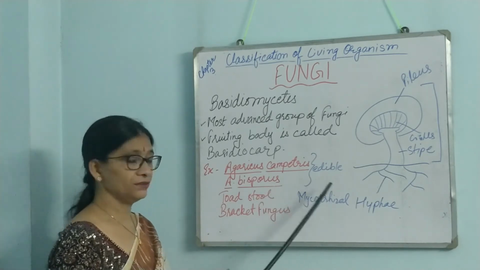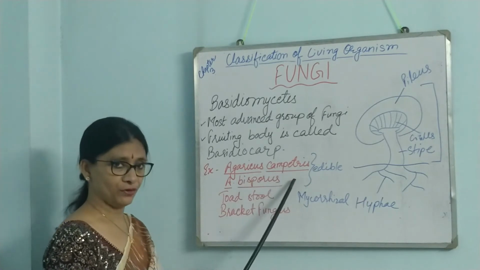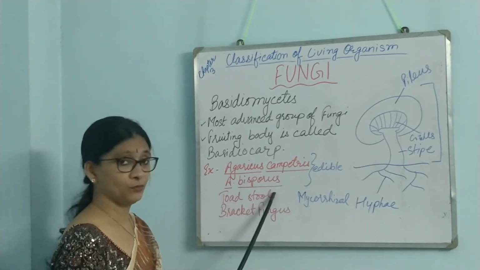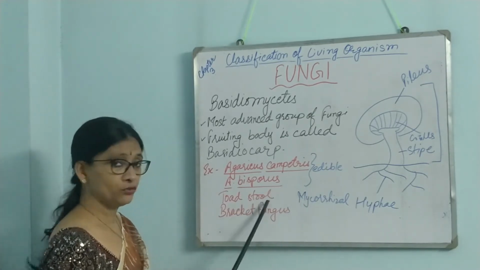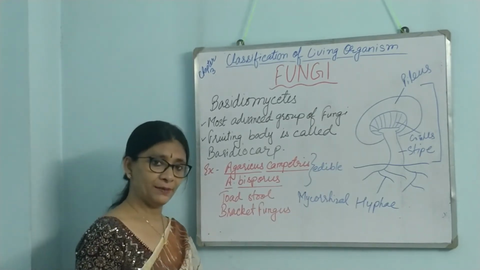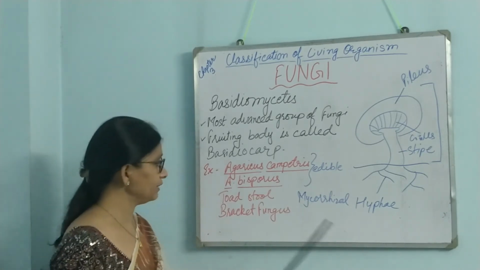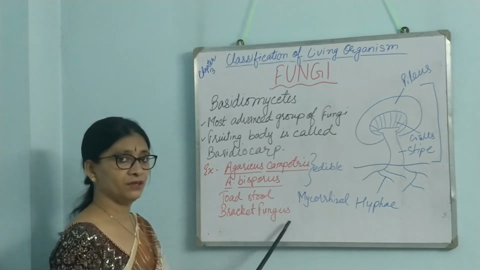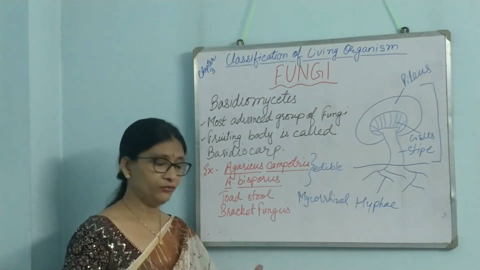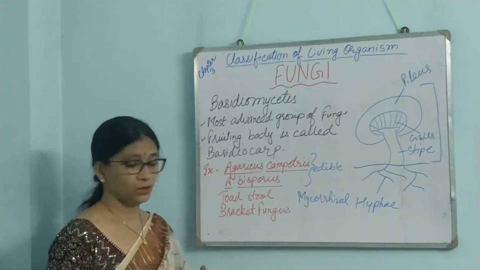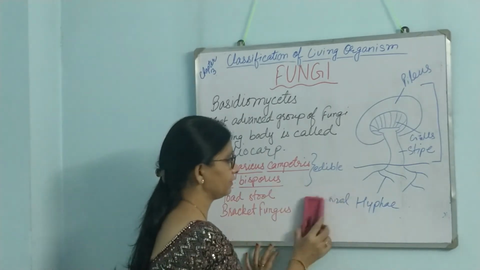Some of the Basidiomycetes are very important economically also, like Agaricus campestris and Agaricus bisporus. These two are edible mushrooms. Then we have toadstool, which grows by themselves after rain. We can see in the mud they are growing by themselves. Toadstool and bracket fungus. It grows on the branches, on the stem, on the bark of trees. Bracket fungus. Okay. Now this is all about fungus classification.